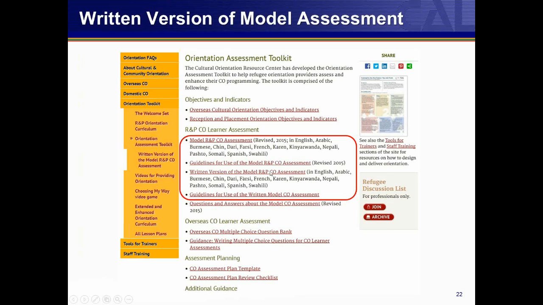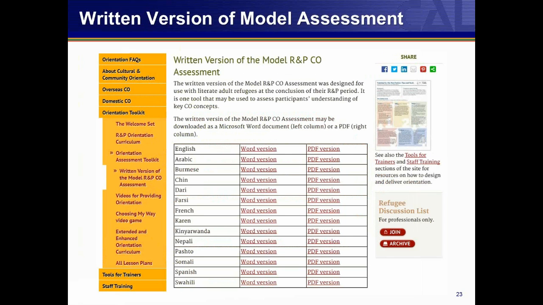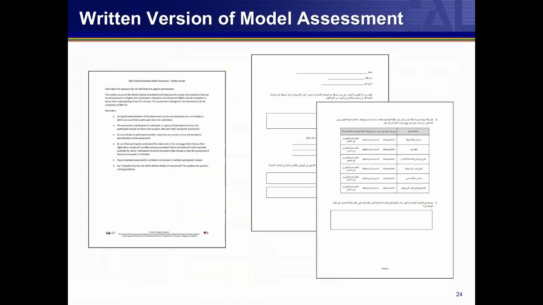If you click on this link, written version of the model RNPCO assessment, you come to this page, and this looks similar to the page that we had for the oral version. The written version, of course, like the oral, is available in a number of languages that you can see here. And again, the document is available in either Word or PDF. Every version has a cover sheet in English that has reminders for assessors, which is not something that you give to participants. Then the actual assessment is completely in the appropriate language. As you can see on the right, there's 2 pages here of the Arabic version, just to give you an example of what it looks like.